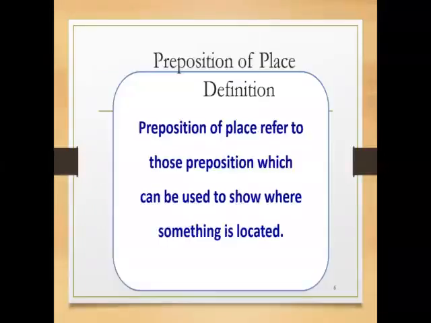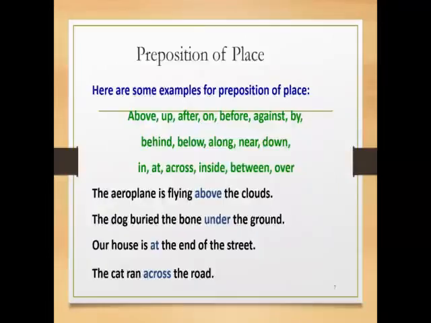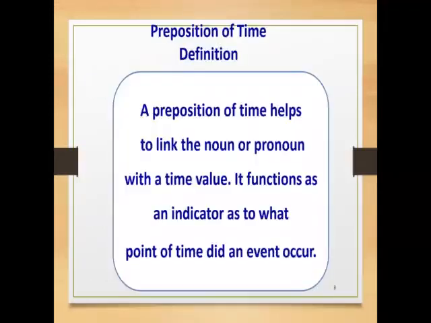Preposition of place. Preposition of place refer to those prepositions which can be used to show where something is located. Here are some of the examples for preposition of place: above, up, after, on, before, against, by, behind, etc. The aeroplane is flying above the clouds. Above is the preposition. The dog buried the bone under the ground. Under is the preposition. Our house is at the end of the street. Here at is the preposition of place. The cat ran across the road. Here across is the preposition of place.